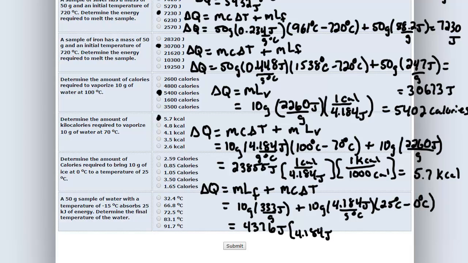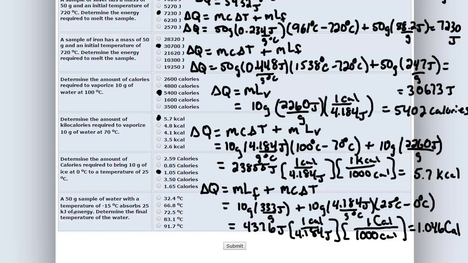4.184 joules for every 1 calorie, and there are 1,000 of these small calories for every 1 of the large Calorie. All right, so we divide that by 4.184, and then we divide by 1,000, and that gives us 1.046, and that'd be capital Calories. So 1.046, 1.05, that's close enough.